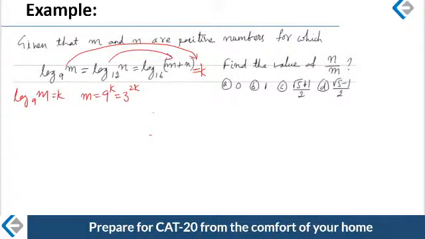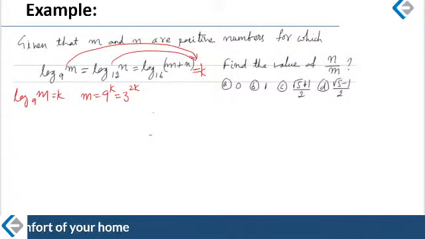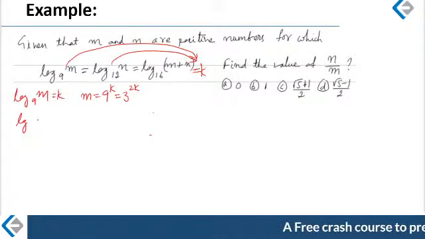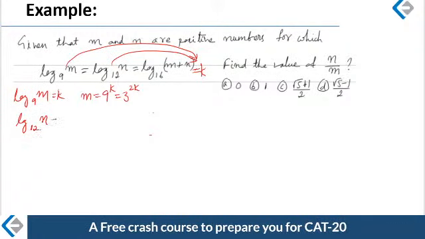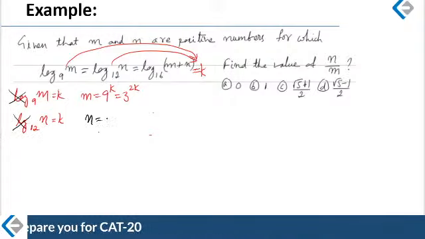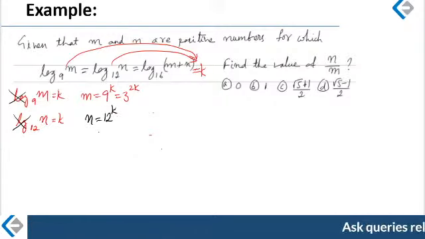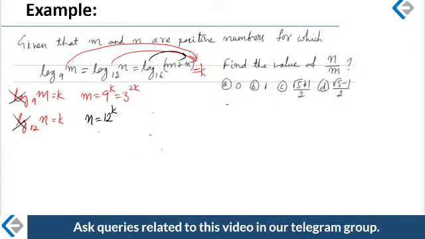Let's write the next one here, equal to k. Substitute it. Now this also is equal to k. Therefore you would say that log n to the base 12 is equal to k. Take anti-logarithm, which means get rid of the log. The base remains the base. n is equal to 12 raised to power k. Fair enough.